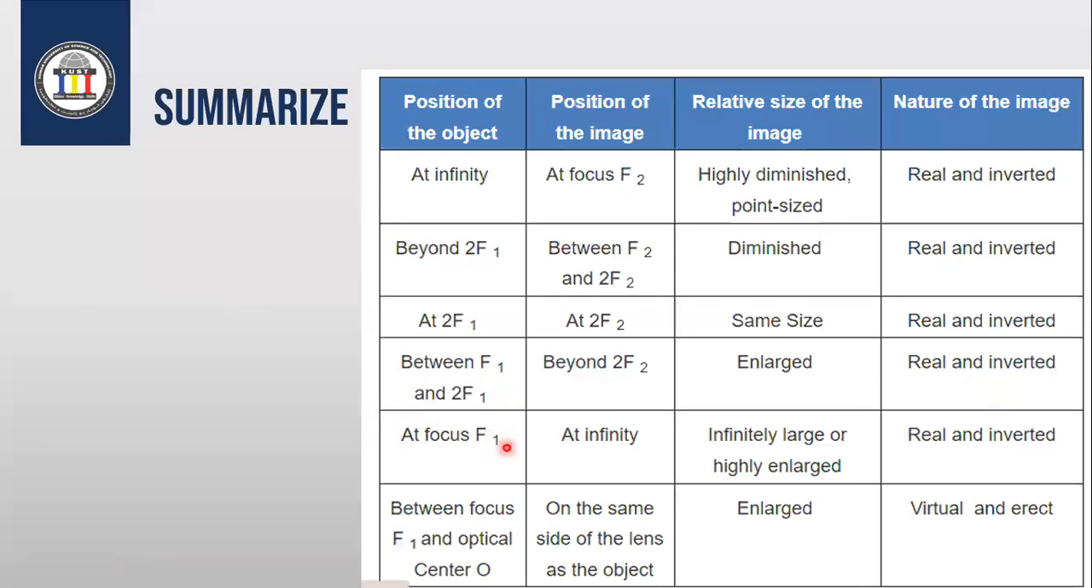At the focus point f1, the image will be at infinity, so don't focus on that. At infinity, there is no image formed. Between the focus f1 and the optical center, on the same side of the lens as the object, it will be enlarged, virtual, and erect. But here let me focus on the f1. When you say it's at infinity, maybe there is an image at infinity. Once the image is created at infinity, it will be real and inverted. If it is not created, you say there is no image.